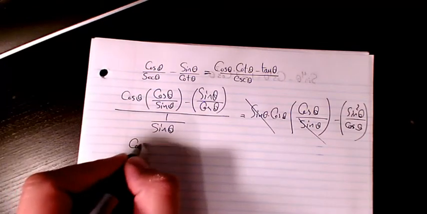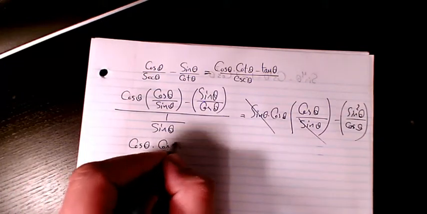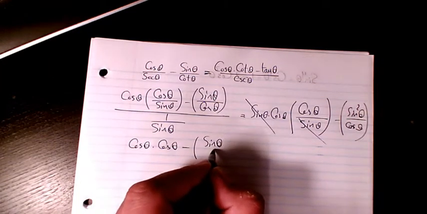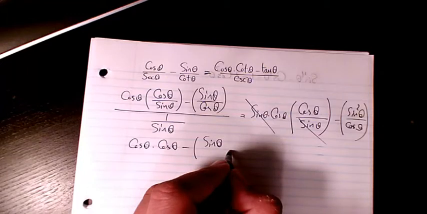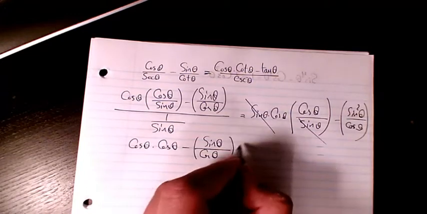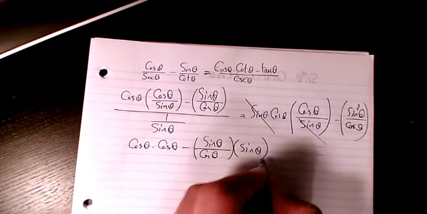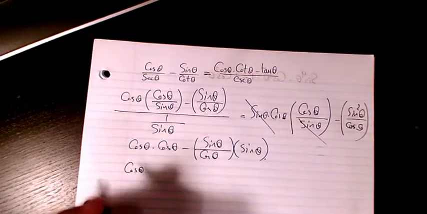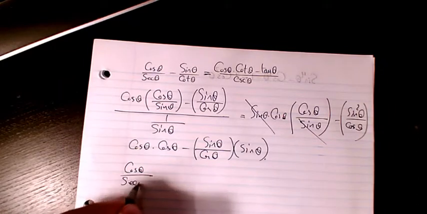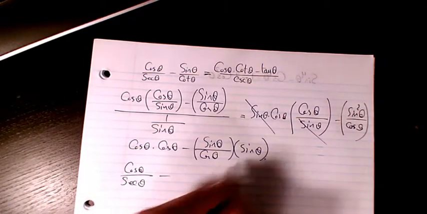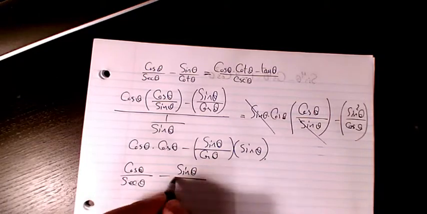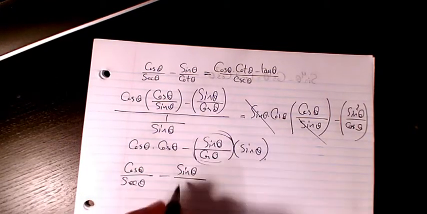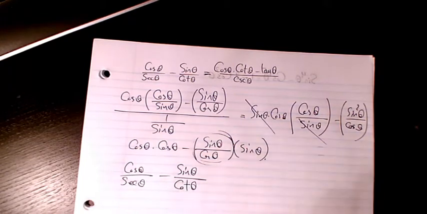It will be cosine theta times cosine theta minus sine theta divided by cosine theta times sine theta. Then we have cosine theta. Instead of one of these cosine theta, I can write secant theta. And here I can write sine theta. And this one is equal to tan theta, or inverse of cotan theta. So I can write it as cotan theta.